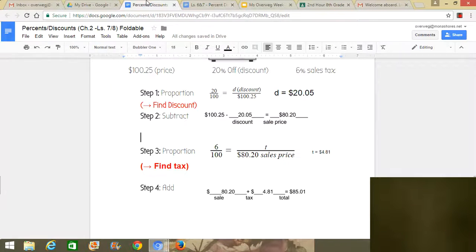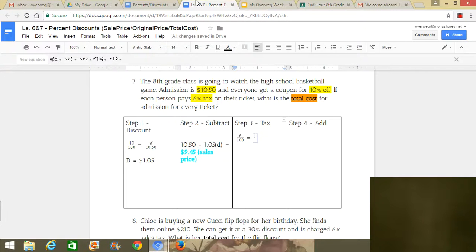And if we look back at our foldable, the other part of the fraction is the little t for tax over the cost of the sales price. Now, when I look at your foldables, I don't want to see $10.50 because that was the original price. We're done with that. We need to do the sales price, okay? So on the top is T for tax, and on the bottom is the sales price, $9.45. That's the sale price, okay? Because we don't want to pay full price for that.